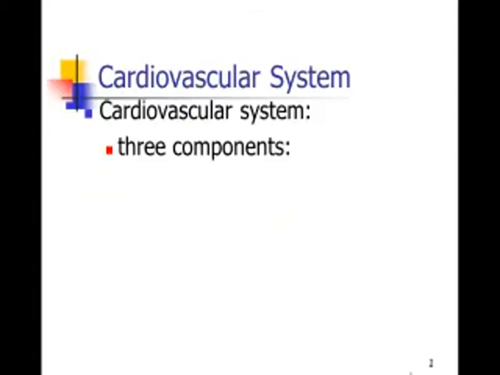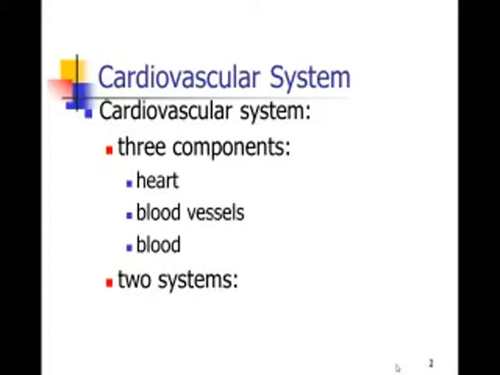Okay, so there are going to be 3 components to the cardiovascular system. One would be the heart. Pansy knows the next one, right? Blood vessels, and last would be blood. There are actually 2 systems, or it has 2 subdivisions, I guess you'd say. One of the subdivisions carries blood to the lungs, that would be the pulmonary system, and the other carries blood out into the remainder of the body.